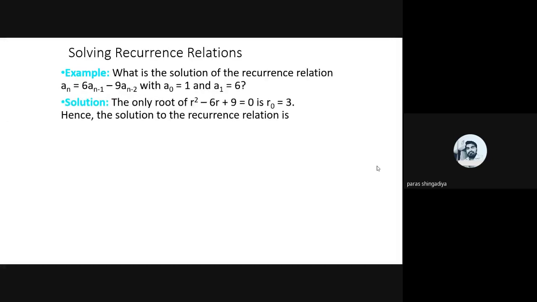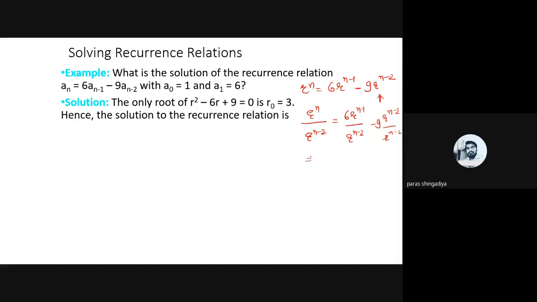So here is one example. an = 6an-1 - 9an-2 with a0 = 1 and a1 = 6. Here first we'll consider the r^n form. So r^n = 6r^(n-1) - 9r^(n-2). Then we have to divide the whole equation by the last term. So r^n / r^(n-2) = 6r^(n-1) / r^(n-2) - 9r^(n-2) / r^(n-2).